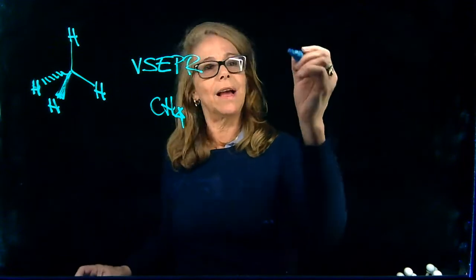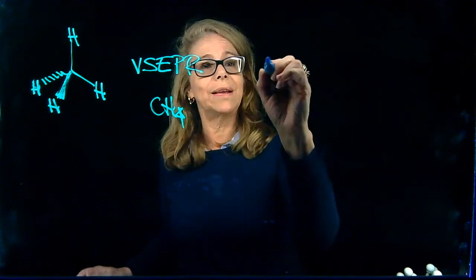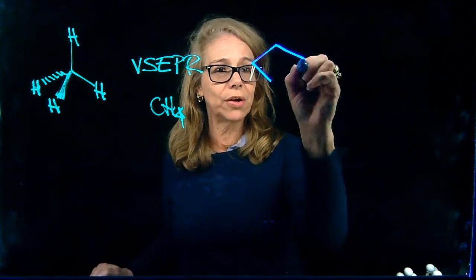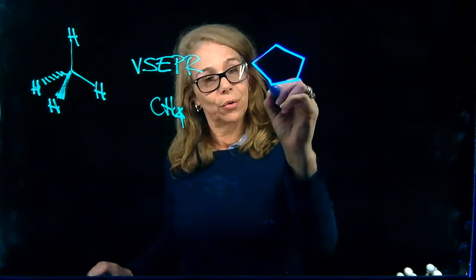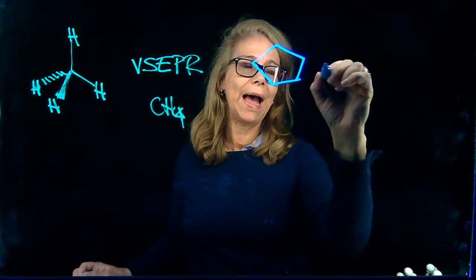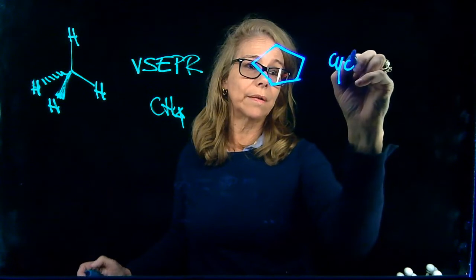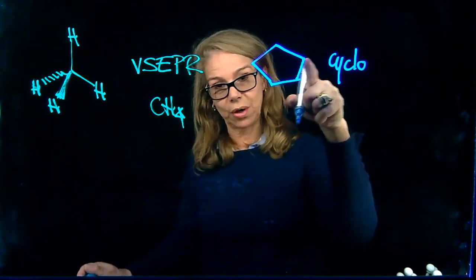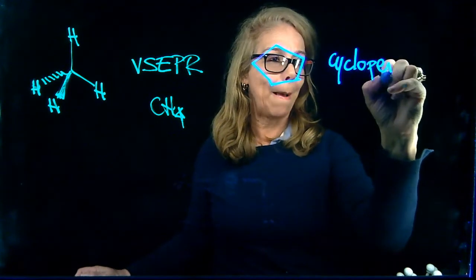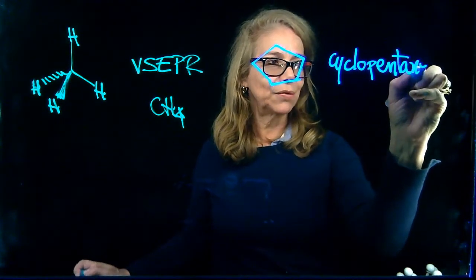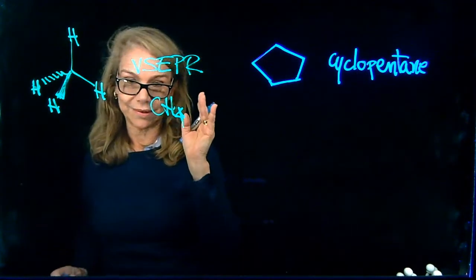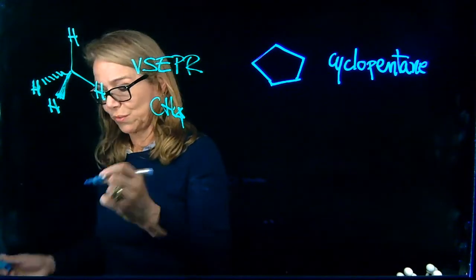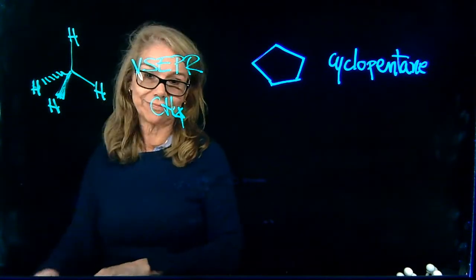Another thing that we want to remember is that when we have a cyclic structure, we add a prefix, cyclo, then we count the number of carbons, and that's cyclopentane. So with those two elements, now we're going to build on another type of structure, which is called bicyclic.